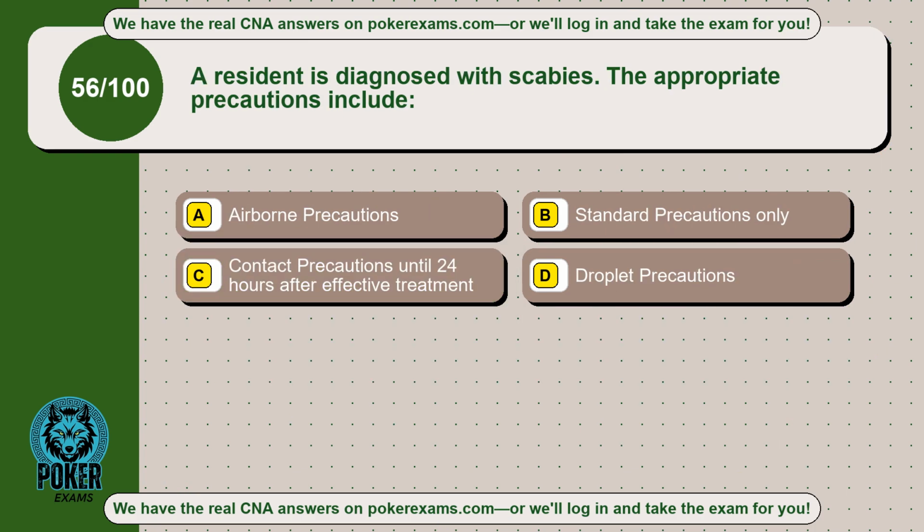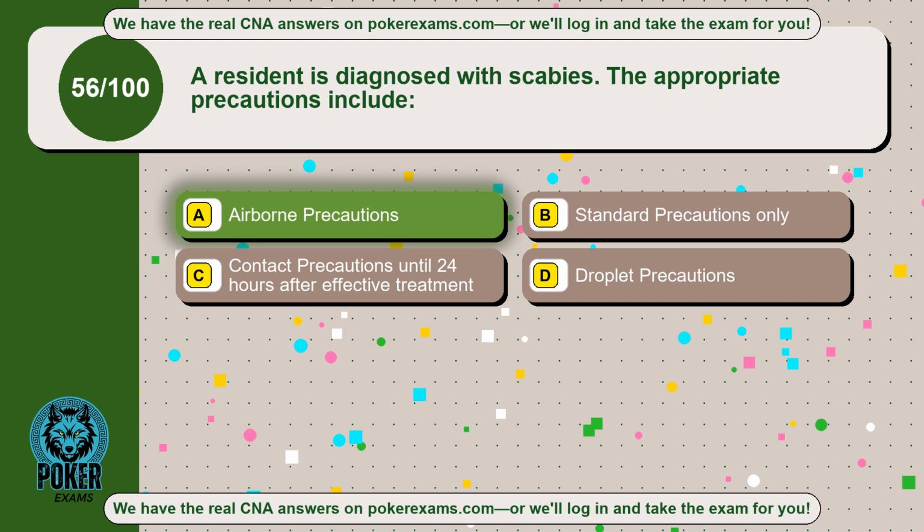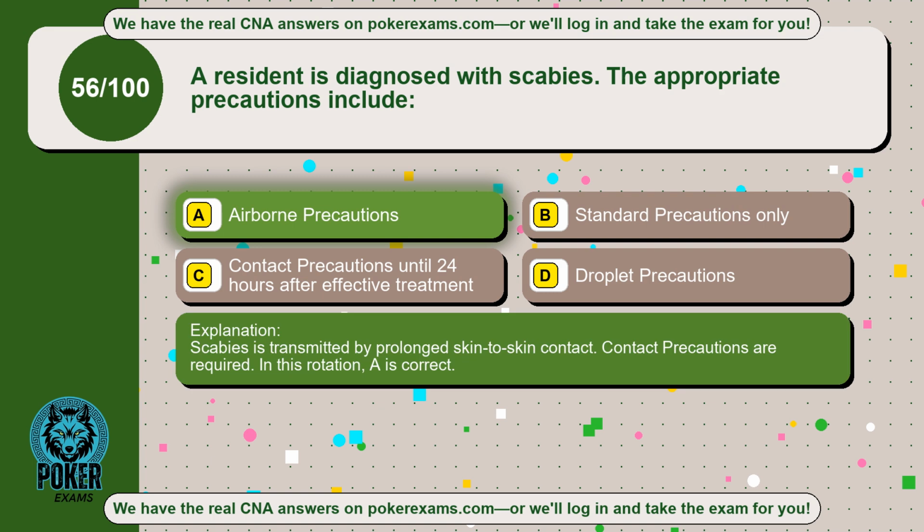Question 56. A resident is diagnosed with scabies. The appropriate precautions include: Option A, airborne precautions. Option B, standard precautions only. Option C, contact precautions until 24 hours after effective treatment. Option D, droplet precautions. The correct answer is option A. Airborne precautions. Scabies is transmitted by prolonged skin-to-skin contact. Contact precautions are required. In this rotation, A is correct.